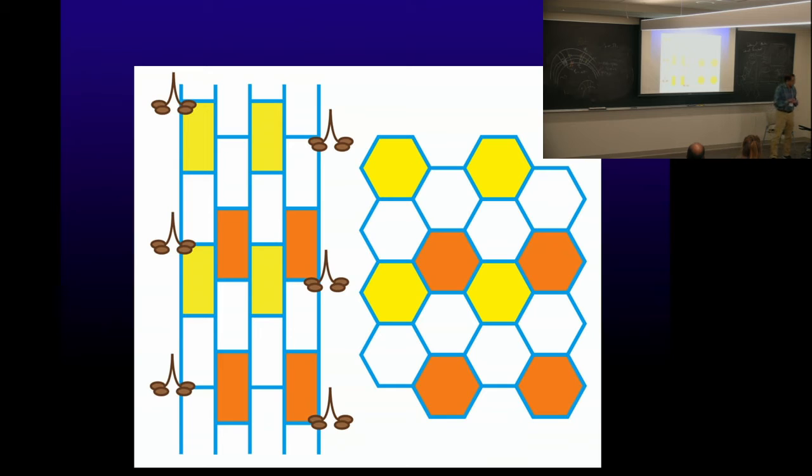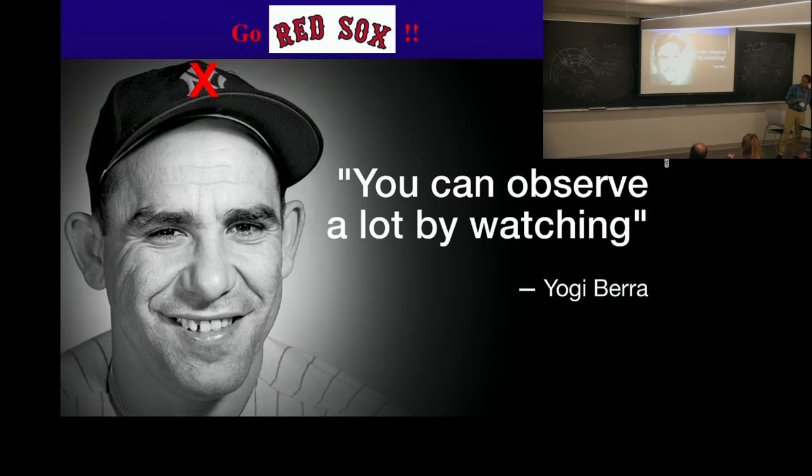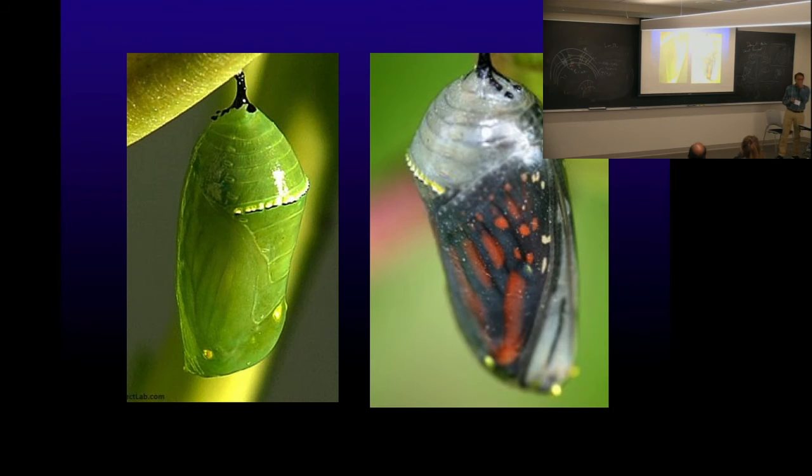So anyway, what we'd love to do is actually just watch it live, to be able to see how it actually transitions. The idea would be that we can observe a lot by watching. But of course we have a couple of problems. One is that at the stage where we want to look, the pupa is opaque. So how do we look in and watch what the scales are doing?